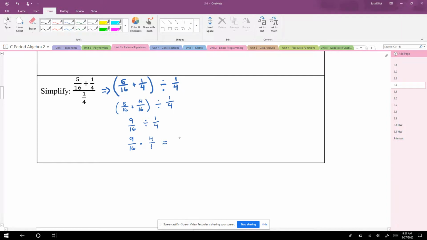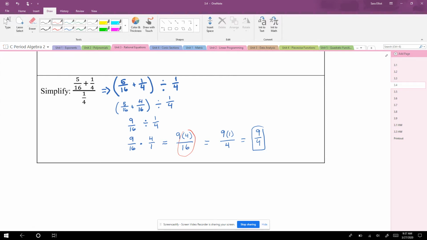Alright, so 9 times 4 on top and 16 times 1 on bottom. The reason I write it like this is because I know that 4 and 16 can be simplified, so I'm going to simplify these two before I do the multiplication. So the 4 can become a 1, and the 16 can become a 4, and that means I'm just left with 9/4.